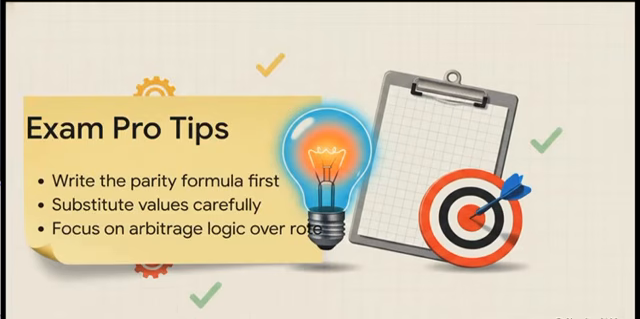Okay, here are your final pro tips for exam day execution. First, as soon as you sit down, write the parity formula on your scratch paper before doing anything else. Second, substitute your values super carefully. And third, and most importantly, focus on the arbitrage logic, really understanding why the portfolios are equivalent rather than just blind rote memorization. If you truly understand why the portfolios must equal each other, you can rearrange that formula to solve literally any question they throw at you.